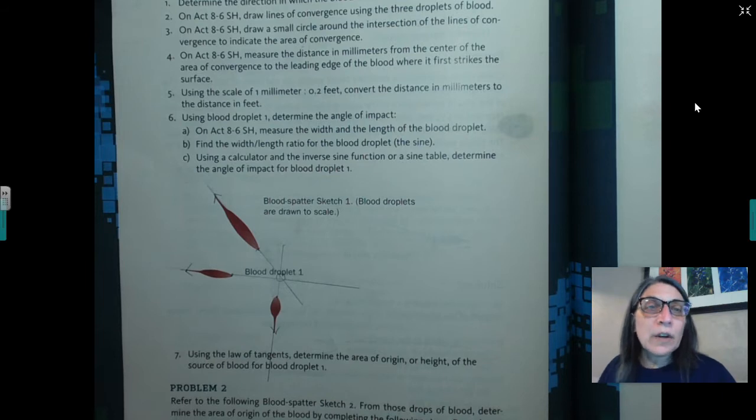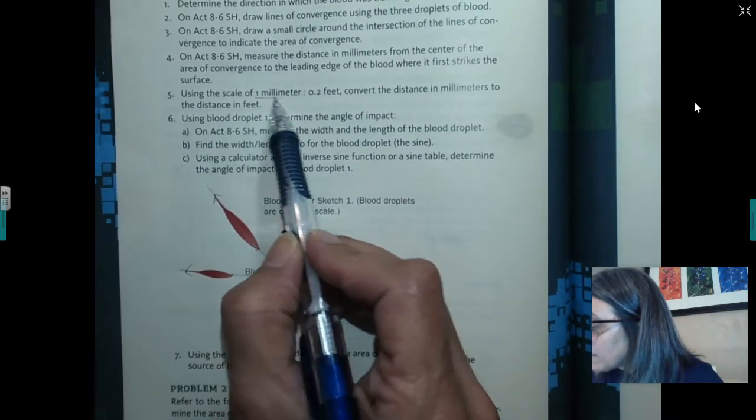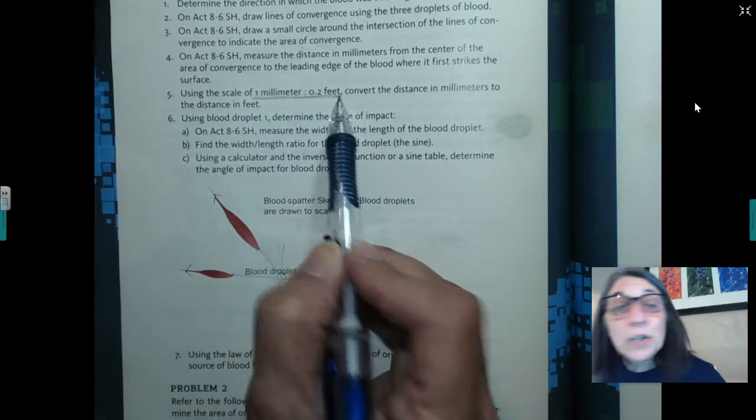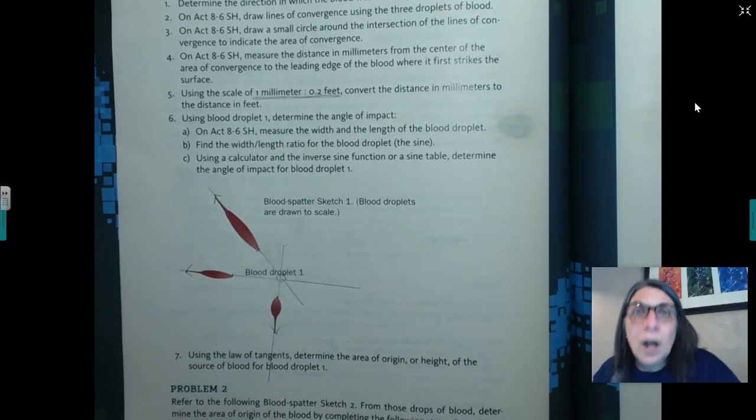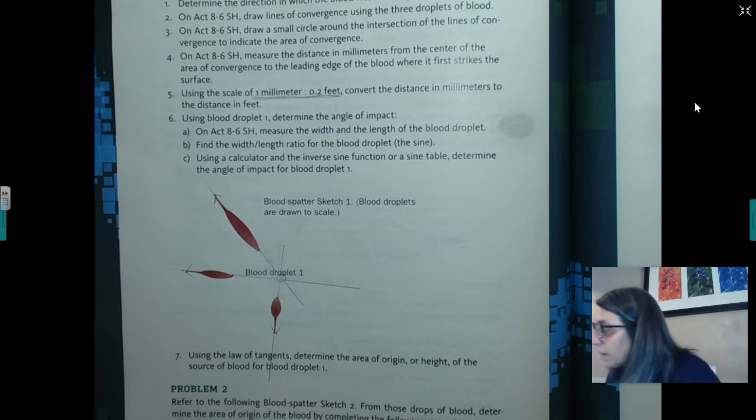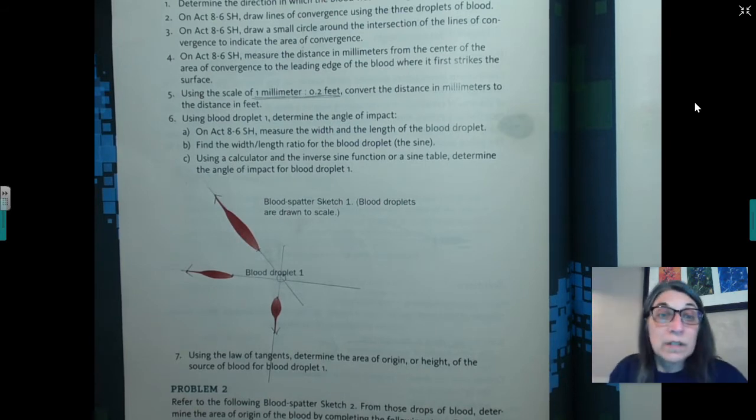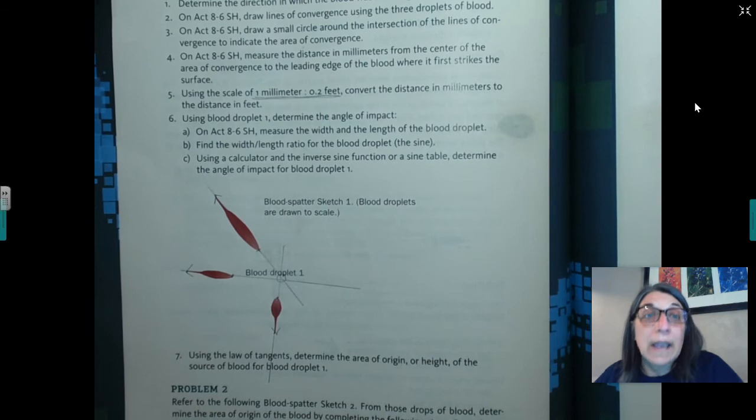So then the next thing you're going to do is use a scale. Now, they're going to give you a scale. This is new. We haven't done this yet. Each problem, this is important, each problem gives a different scale. Do not use the same scale for every problem or you will get them wrong. You need to pay attention. It's usually in step 5 of the instructions for each one of these. It says use the scale. So we're going to use a scale of 1 millimeter to 0.2 feet.